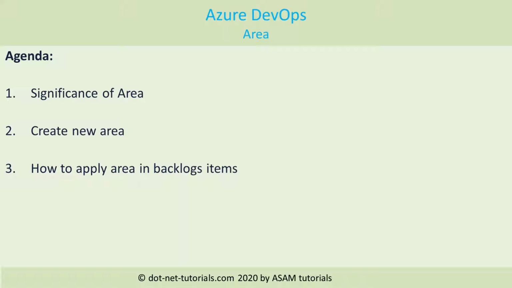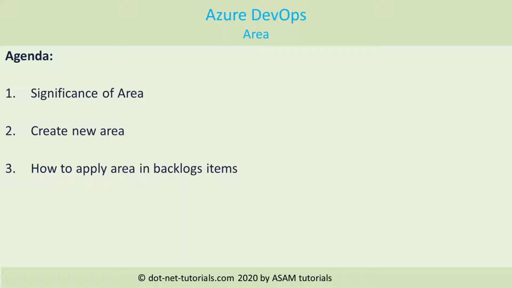In this video, I'm going to cover Azure DevOps area. So the first agenda is significance of area. Second agenda is create new area. And the third agenda is how to apply area in backlogs item.